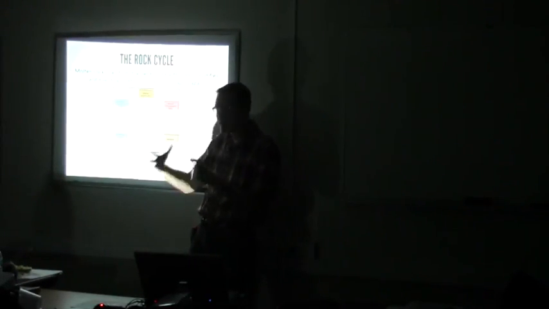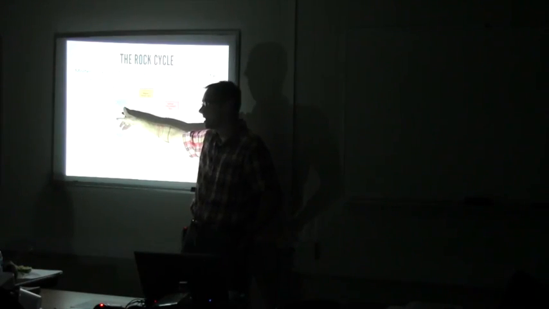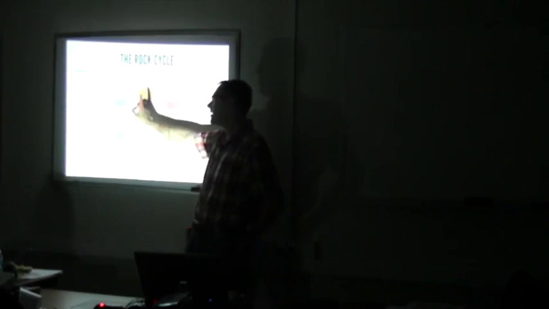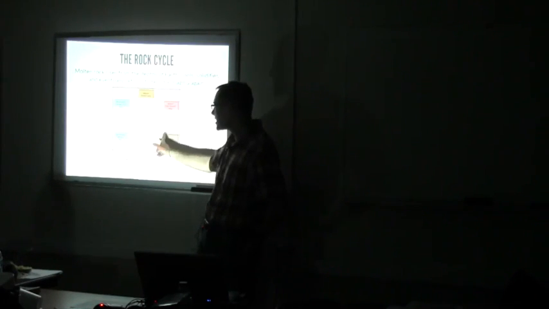And then we add heat and we add pressure and we change the rock chemically into something else, you can end up with metamorphic rock. And then what if it melts again? Ends up back at molten rock. Okay, so it's like a cycle.